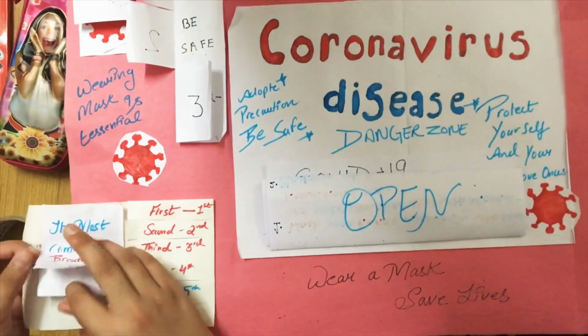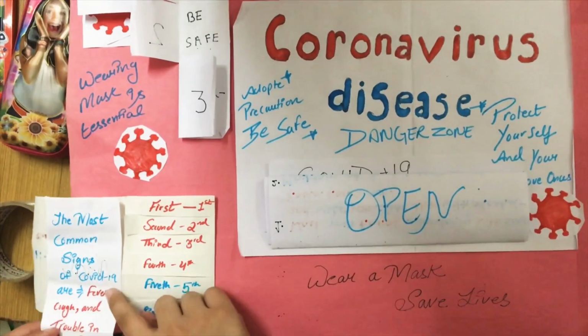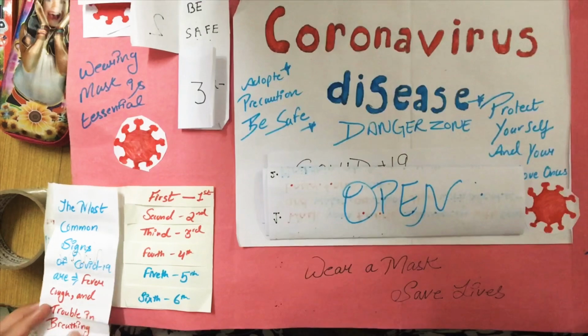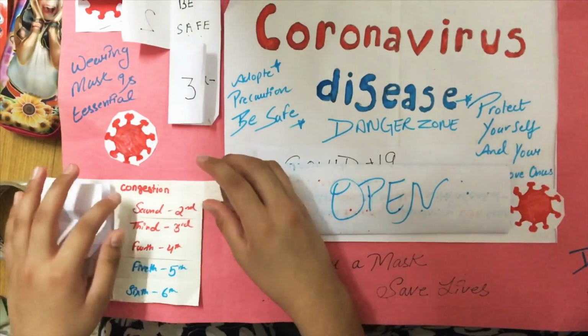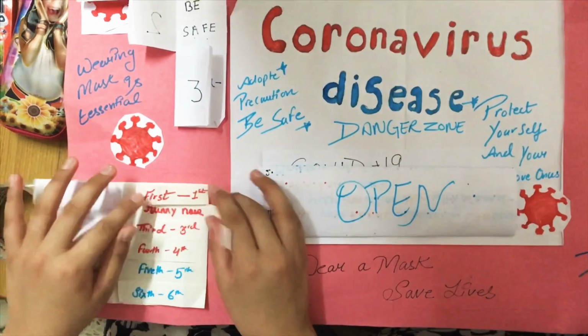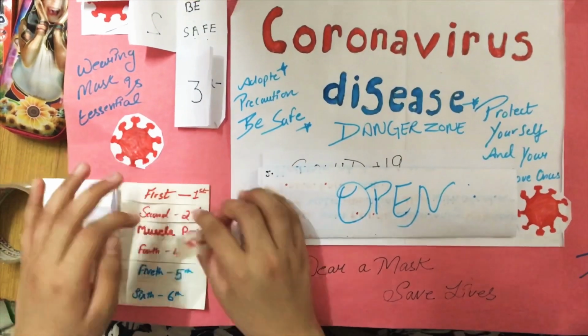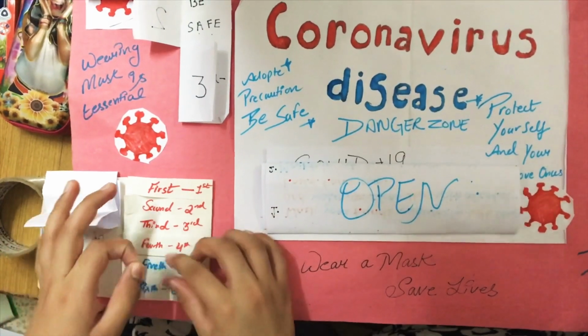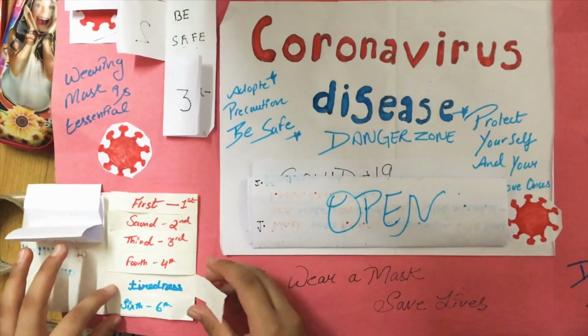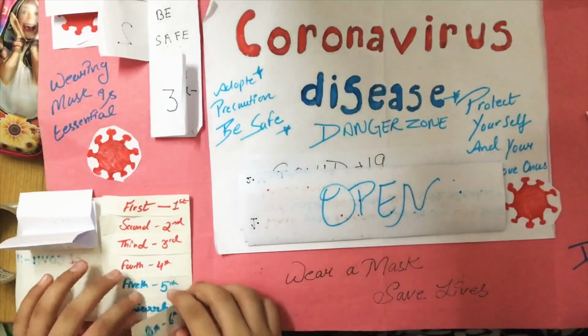The signs of COVID-19 are fever, cough, and trouble in breathing. Now the symptoms are: first, congestion; second is runny nose; third is muscle pain; fourth is headache; fifth is tiredness; sixth is diarrhea.